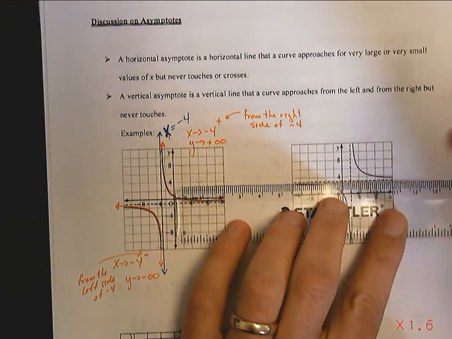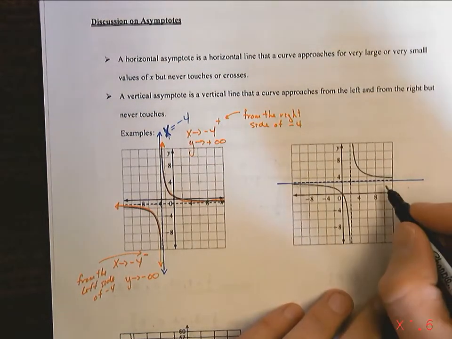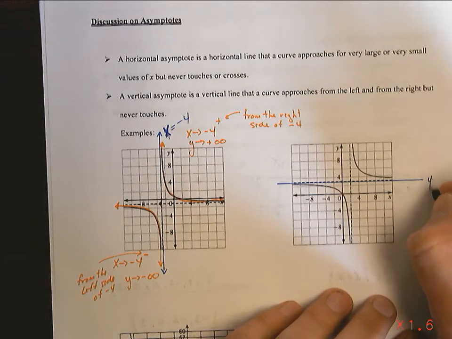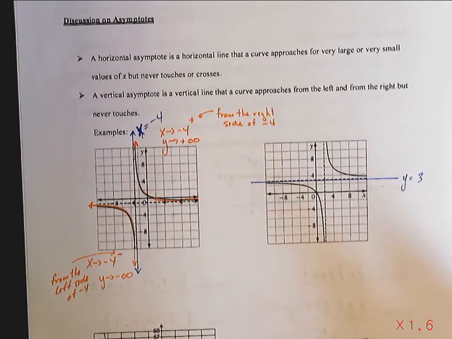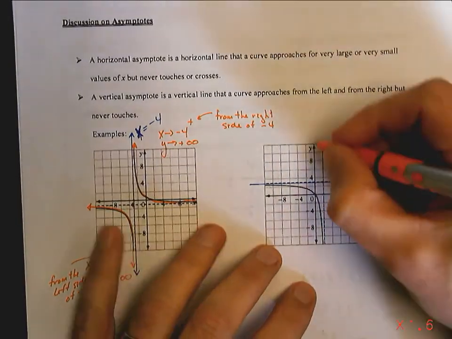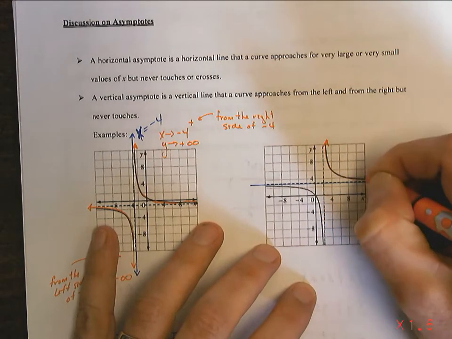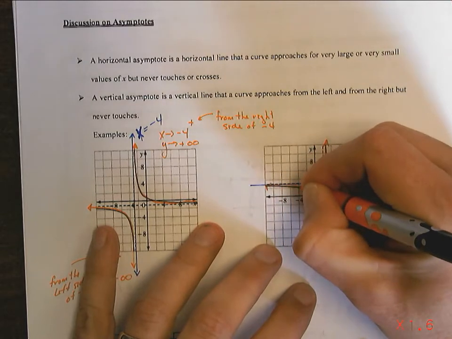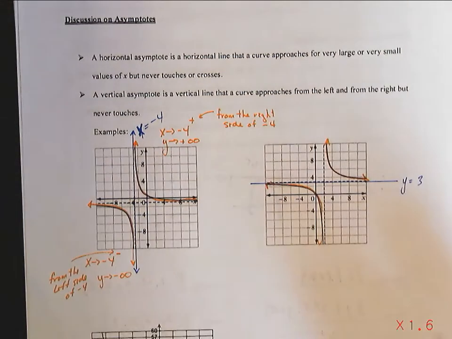Now here's a horizontal asymptote right here. I'm going to tell you that that value is 3. So I'm going to say that that is the horizontal line y equals 3. Your curve is here and here. Notice they're not connected, but it's both part of one curve.